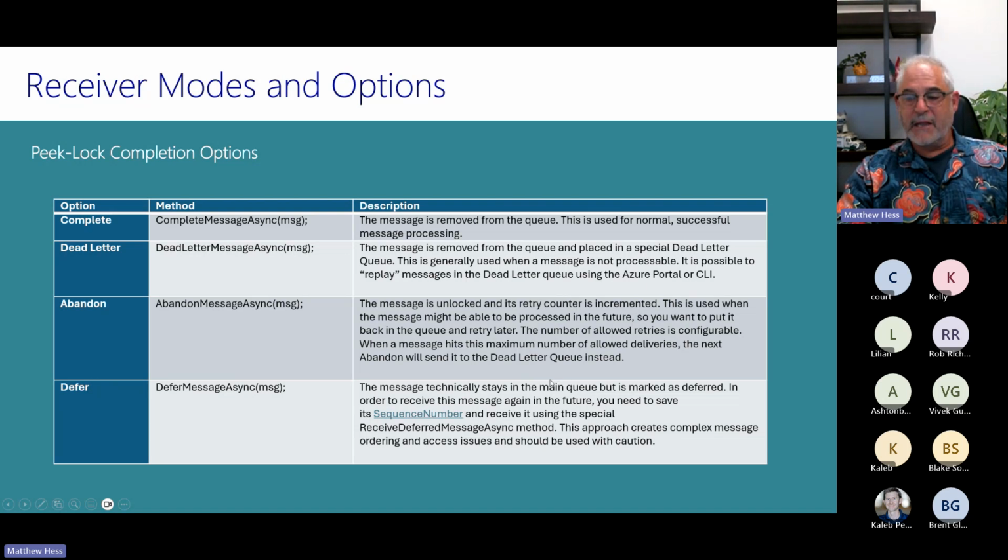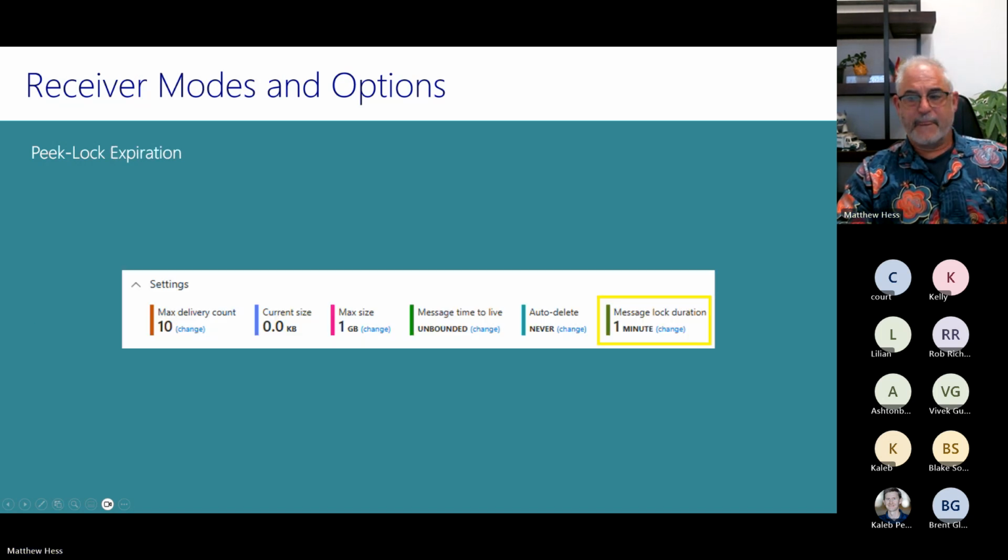It creates complex message ordering and access issues. I would just say it should be used with caution, right? I haven't found a use case for it yet. The three main ones that you see are complete, dead letter, and abandon.